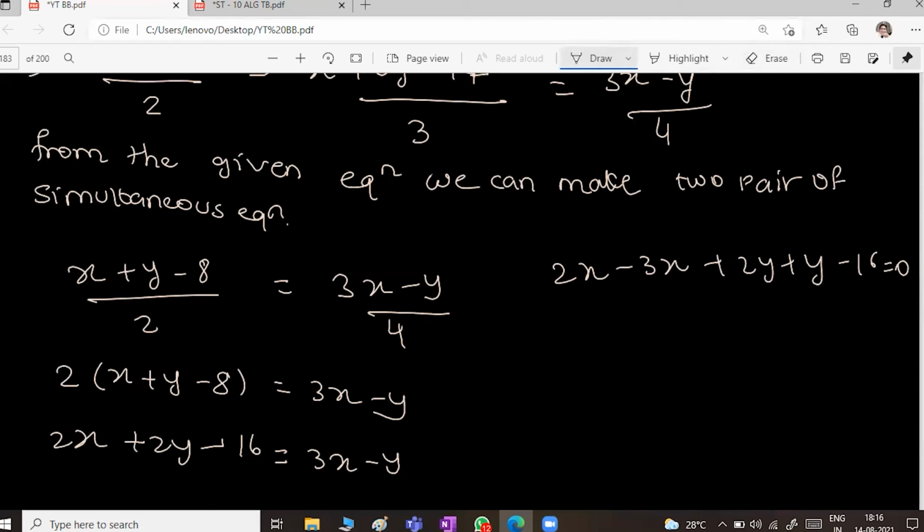Because there is no constant term. So what is 2x minus 3x? It is going to be minus x. Therefore minus x plus 3y is equal to, let's put this 16 on the other side. So I got one equation.